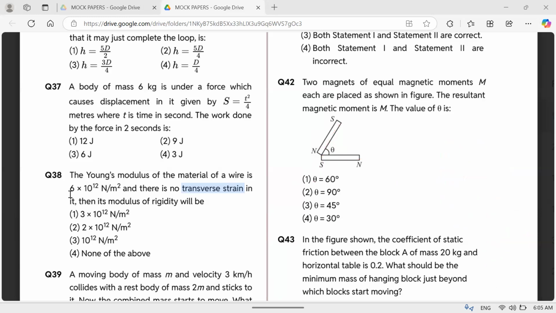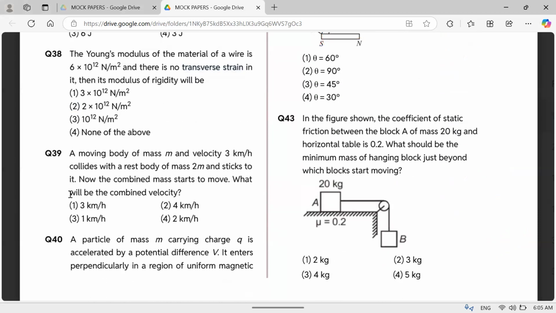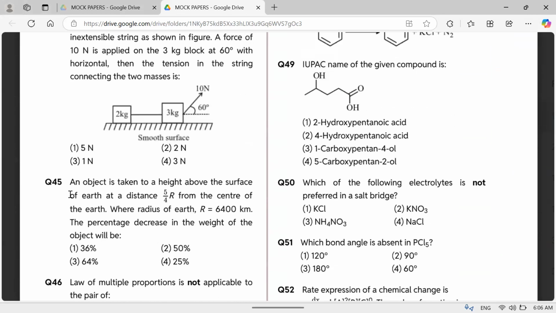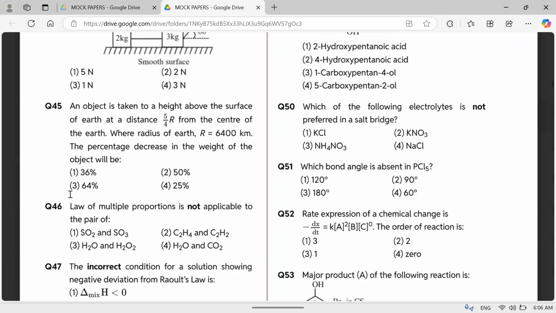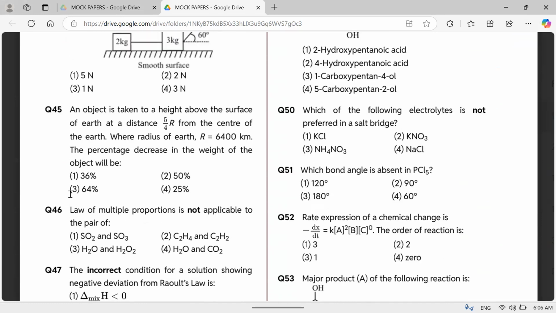So I had not told you that one. Still, if you might have remembered, that would have been great. Then this is Newton's laws. Yeah. Question number 45. Anyone?